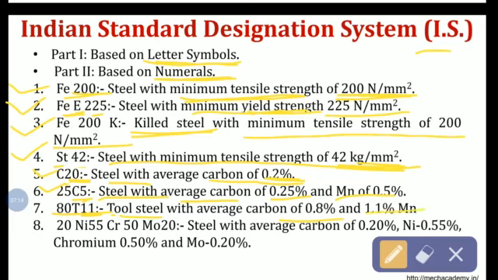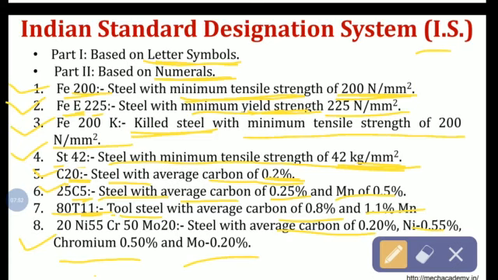Now next example is 20 nickel 55 chromium 50 molybdenum 20. So here you can see steel with average carbon of 0.20%. So first numeral is for carbon, so divide by 100. Nickel is 0.55, again divided by 100. Chromium is 0.50, again divided by 100, and molybdenum is 0.20%, divided by 100. So like this, these are examples of Indian standard designation system.